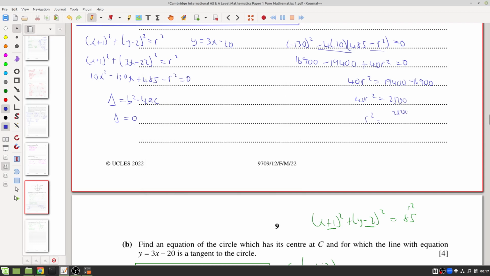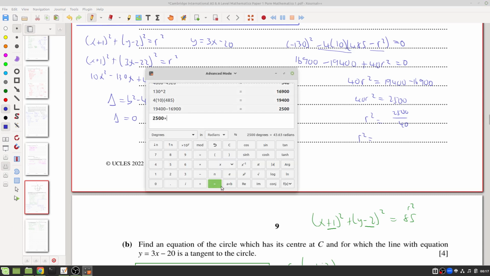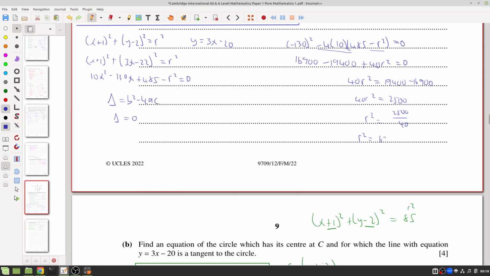So r squared equals 2500 over 40, and then, well, we don't need r, we just need r squared. So let's just simplify 2500 divided by 40, 62.5. We get the same answer. Fantastic. Okay, 62.5. So again, our formula, the center is still the same. So x plus 1 squared plus y minus 2 squared equals r squared, and r squared is 62.5.